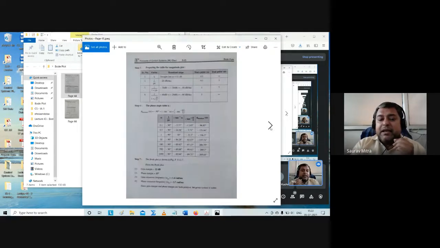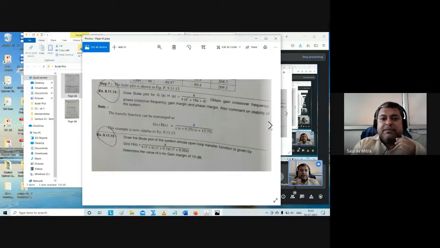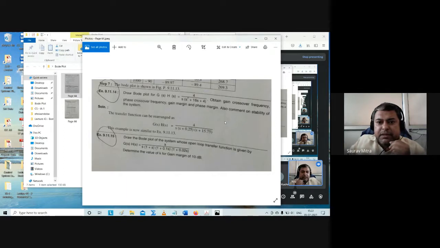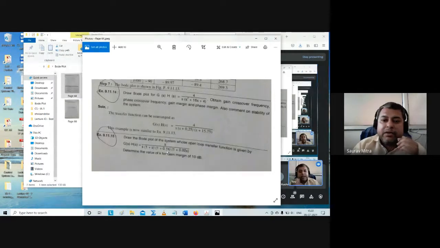Another numerical I will show you in the same way. Is it visible? There is a square in the denominator. Anybody please confirm? Numerical 9.11.4 and 9.11.15. Yes, sir. Okay, so this 9.11.4 and 15 is our next topic. We will solve 9.11.15 now, and it is also a very big numerical.